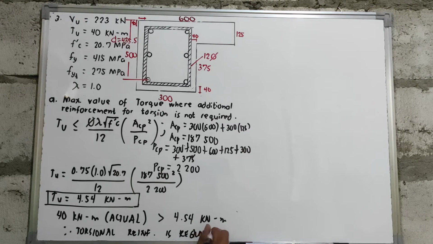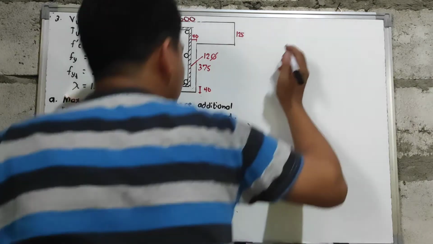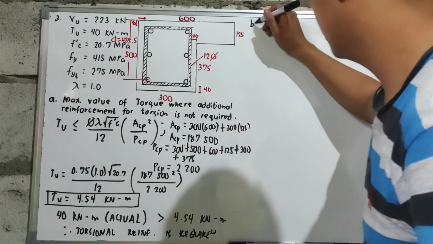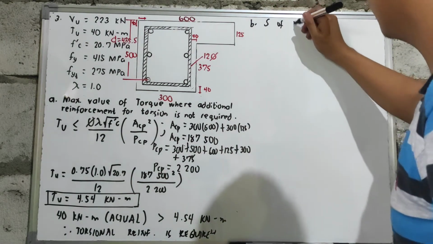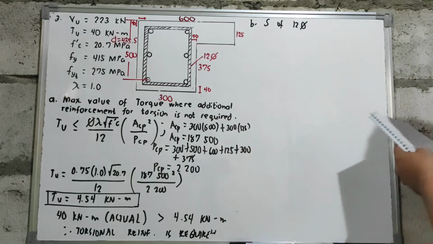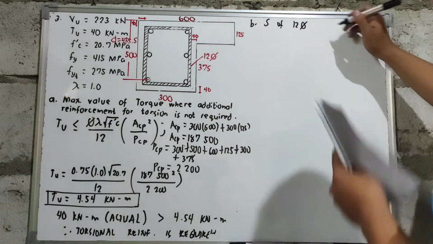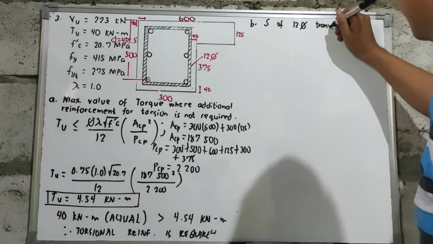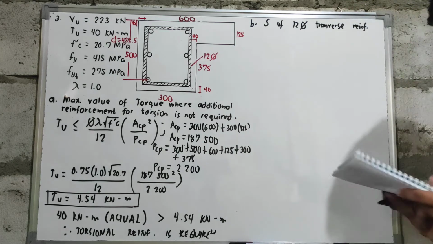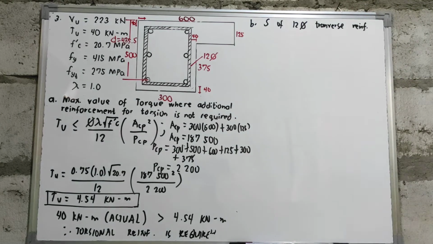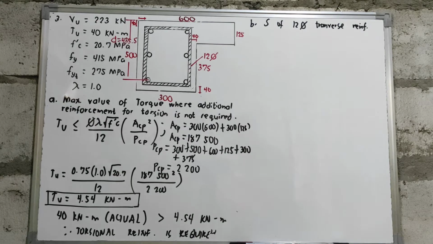So after nating ma-check yan, dito sa next problem natin, hanapin daw natin yung required spacing of 12 mm diameter transverse reinforcement. So after nating ma-compute yan, let us now calculate for the value ng mga torsional reinforcement natin.